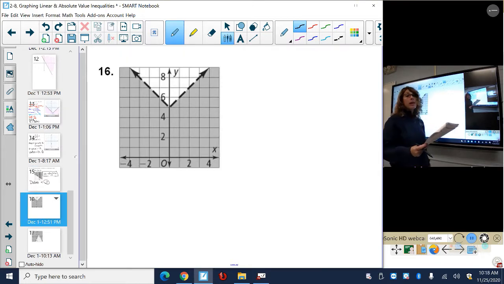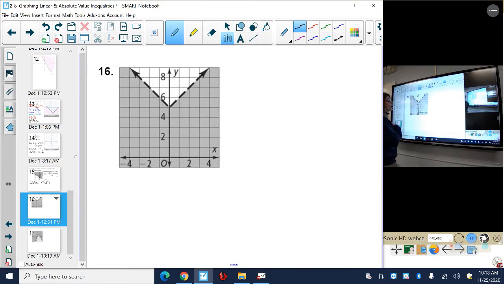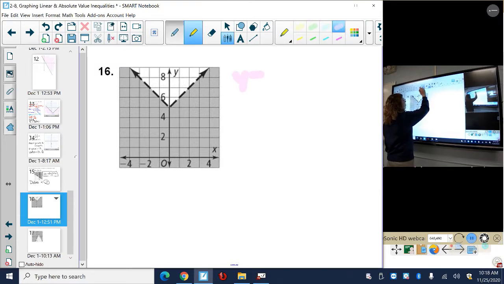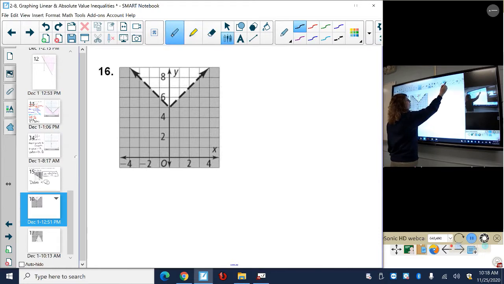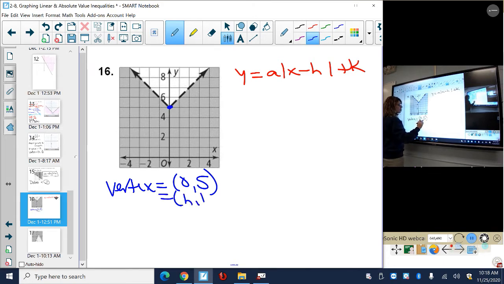Number 16. Now, this section for 13 through 18 says to write the inequality for each graph. So I have to come up with the equation and come up with the inequality. So I have y is equal to a absolute value of x minus h plus k. That is the equation of an absolute value. The very first thing I need to find is the vertex. The scale is going by 1, so my vertex is going to be the point 0, 5. This is your h and your k.